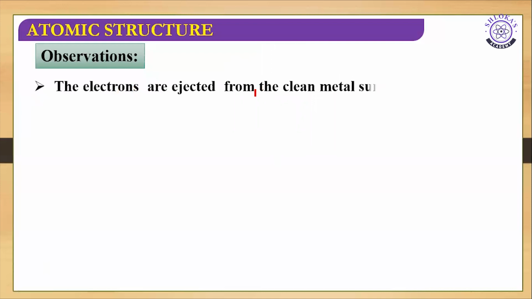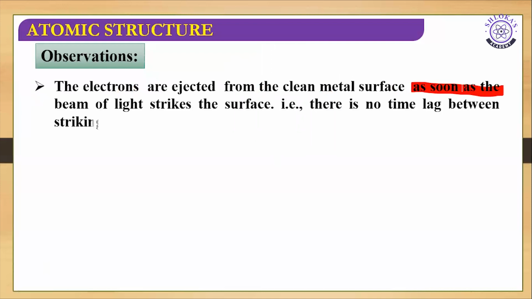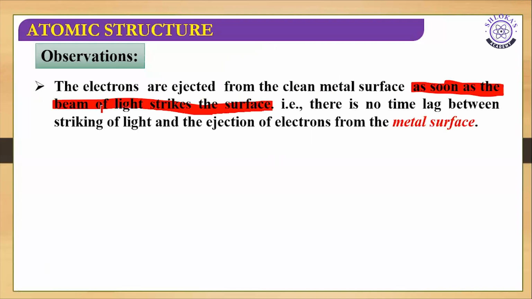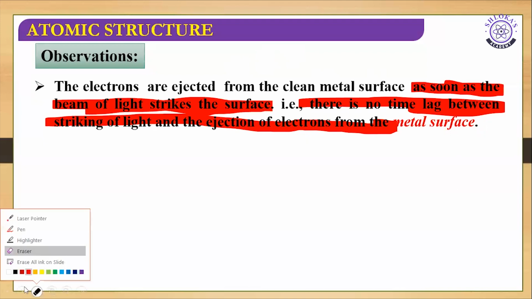The electrons are ejected from the clean metal surface as soon as the beam of light strikes the metal surface. That means there is no time lag between striking of light and the ejection of electrons from the metal surface. Understood? So this is the first observation we can make during the photoelectric phenomenon.